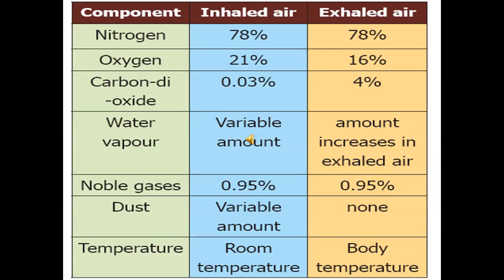Noble gases: inhaled 0.95% and exhaled 0.95%. Dust particles: variable amount inhaled, and none exhaled. Temperature: inhaled air at room temperature and exhaled air at body temperature.